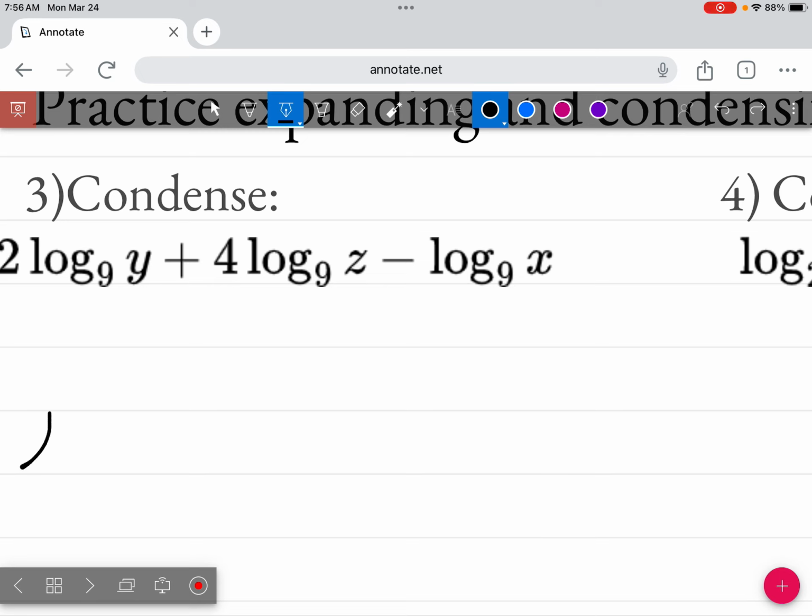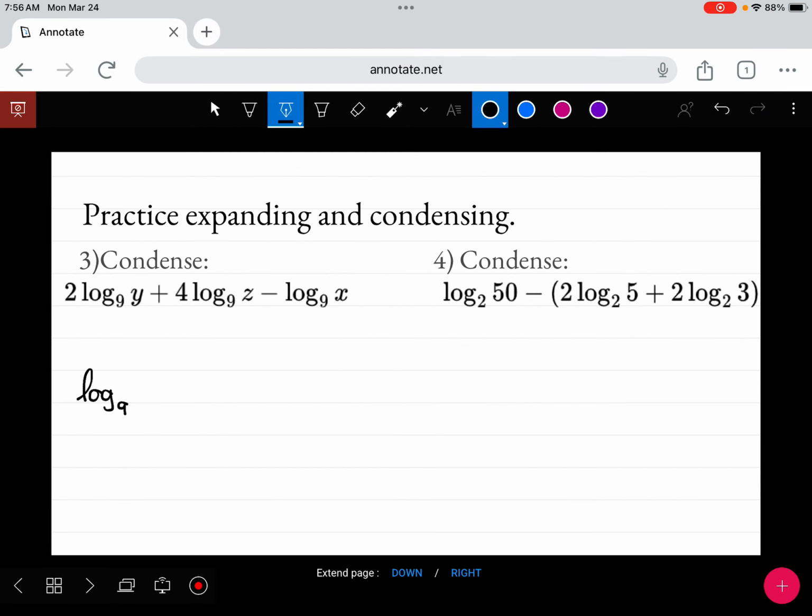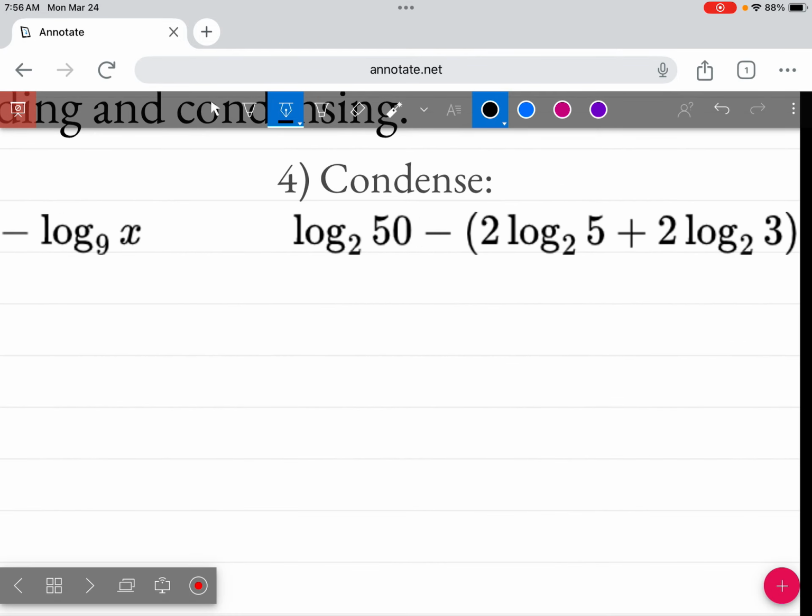Okay. So for number 3, when we get it down, we should get down to 1 single log base 9. Number 4, we should get down to 1 single log base 2.